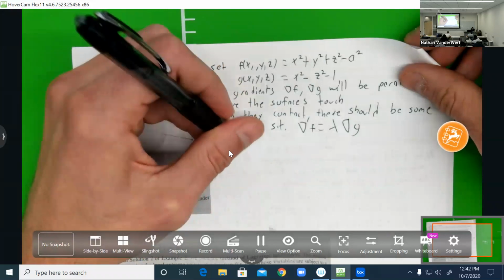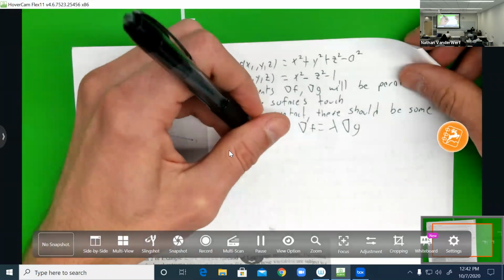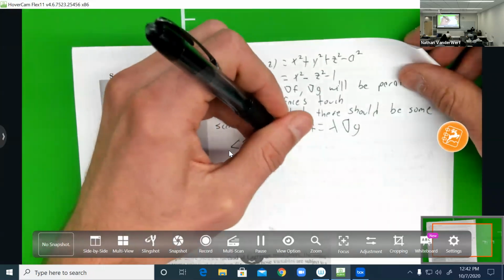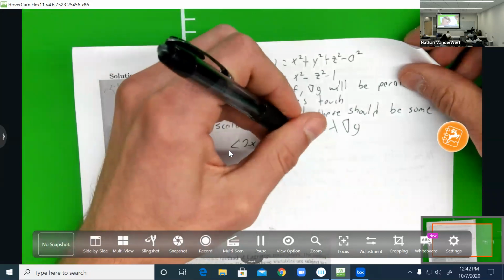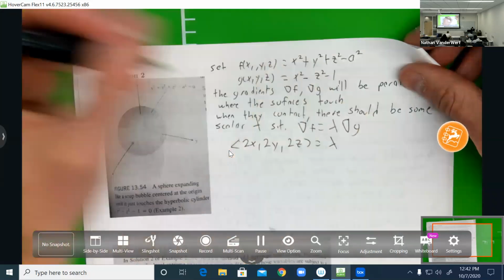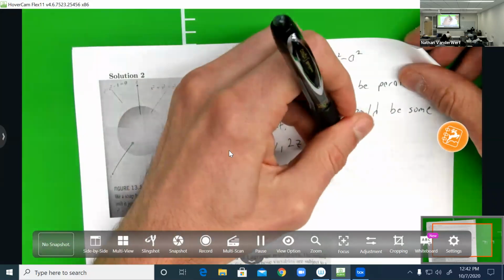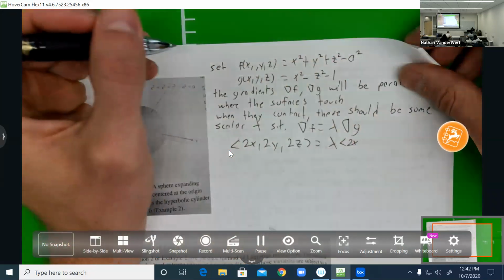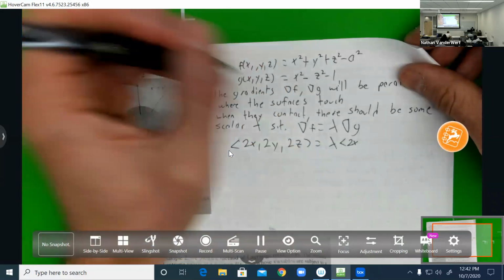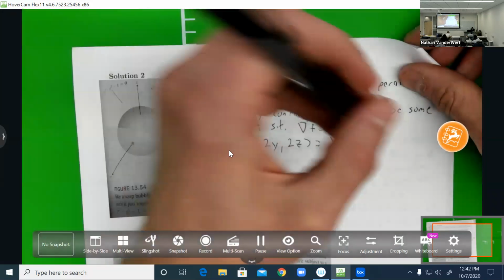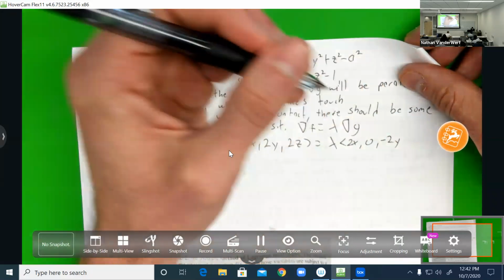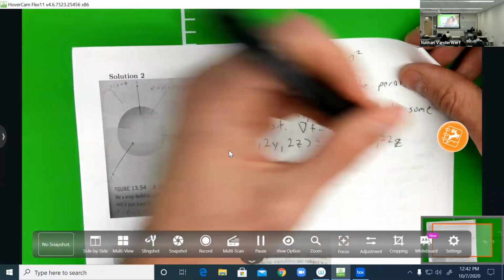or let's see, 2x, 2y, 2z, this one equals lambda, and then the gradient of g is going to be 2x, comma, 0, comma, minus 2z.